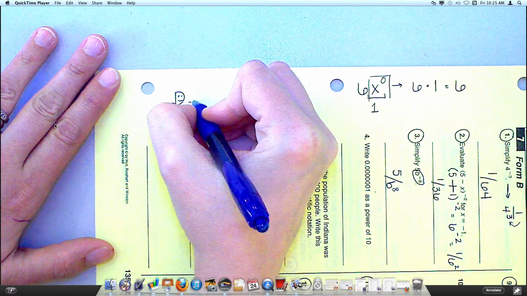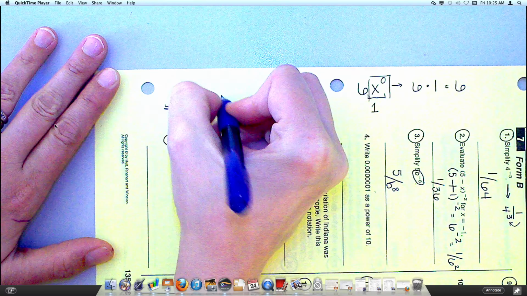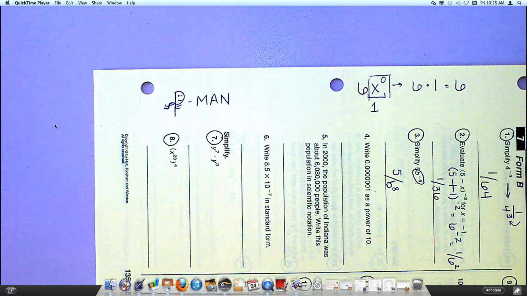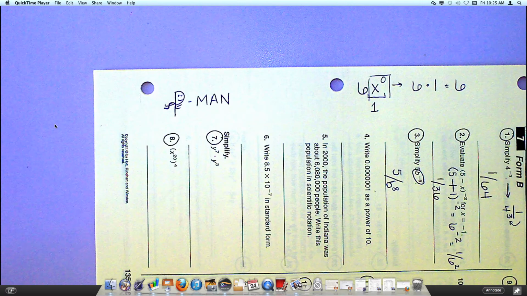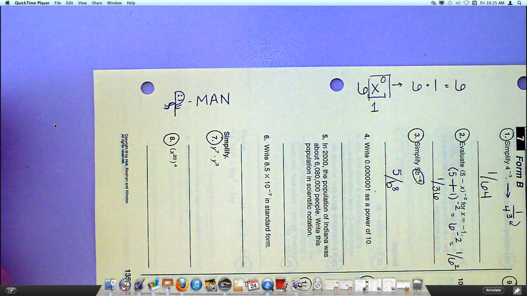That's a P, the letter P. This is P-Man. He's a superhero. That's supposed to be a cape, guys. Come on, use your imagination. This is P-Man. And P-Man helps you with all of your exponent problems. Okay? And here's what he says.